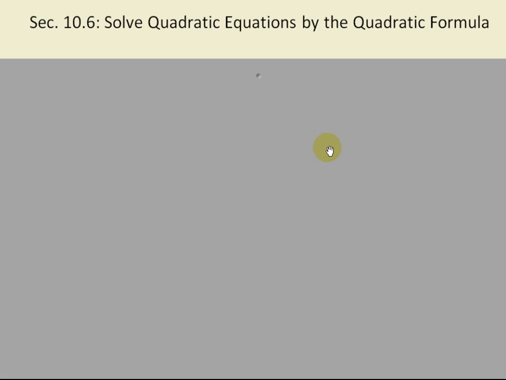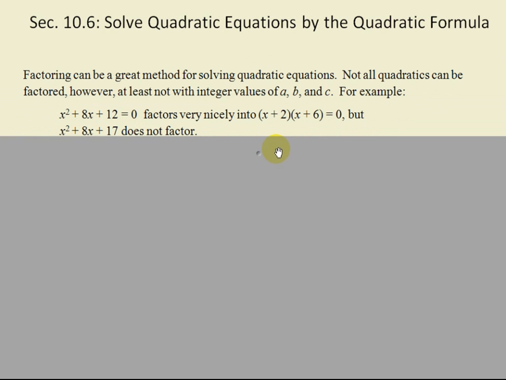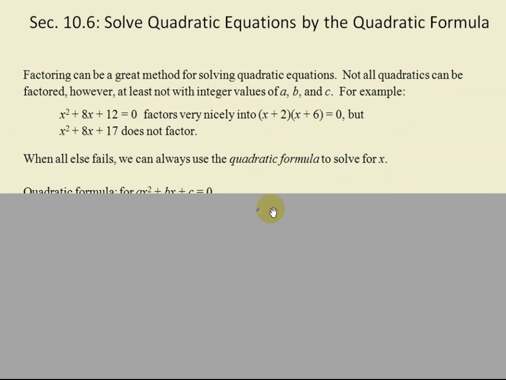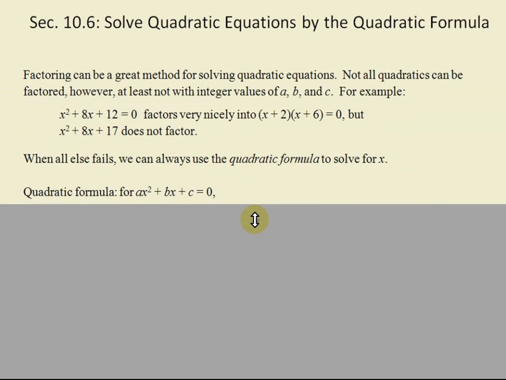In section 10.6, which is the last section of chapter 10, we continue to solve quadratic equations, this time using one of the most famous formulas in algebra. So I'm going to let you go ahead and read this, but to cut to the chase, the beauty of the quadratic formula is its versatility. We can use it for any quadratic.